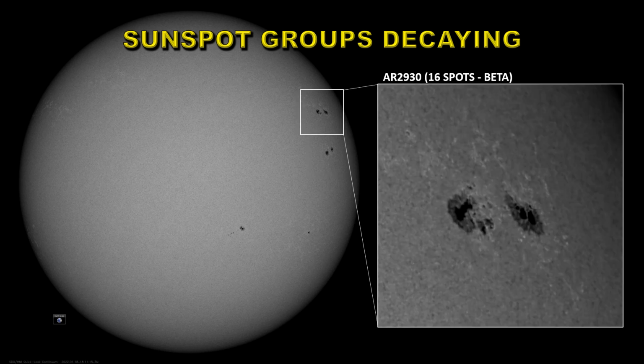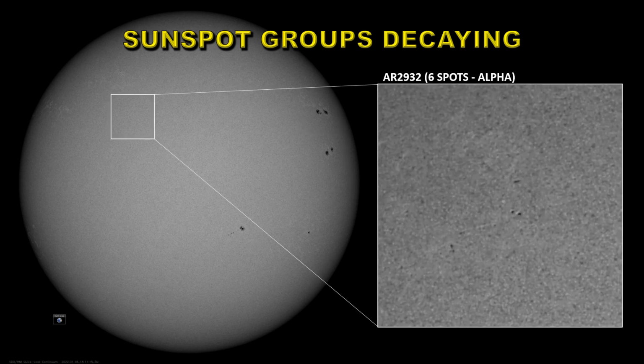Next we have region 2930 up in the northwest. It is a beta region. It has two separate polarity spots, the large spots, you can see them there. I can count 16 small spots in this region, going to be setting over the west limb fairly shortly.